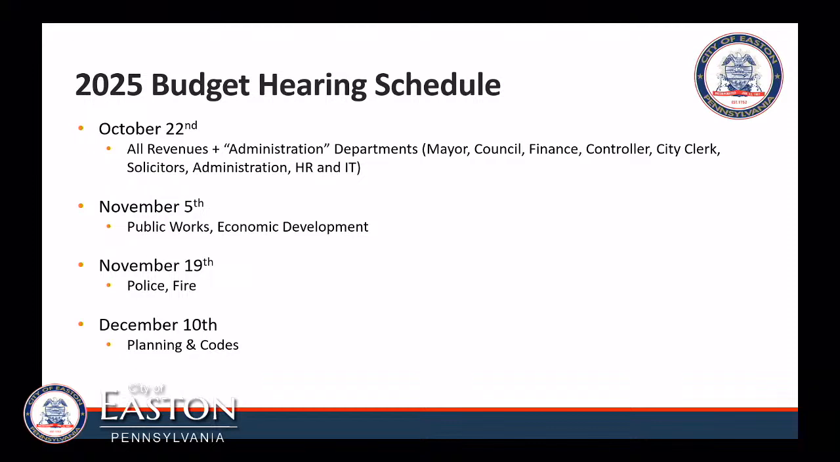On November 5th, we've got DPW and DCED. November 19th, police and fire. And then December 10th, we'll be planning and codes, and then obviously any other discussions that council would like to have at that point. But that would be the last budget hearing.